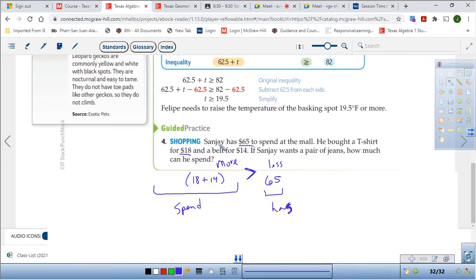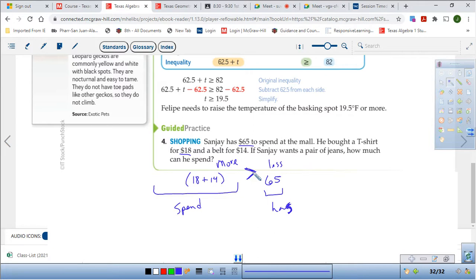Okay, let's look at the story again. He has $65 to spend at the mall. So that's all he has. I don't think he can spend more. He bought a T-shirt for $18 and a belt for $14. He wants a pair of jeans. How much can he spend for the pair of jeans, right?